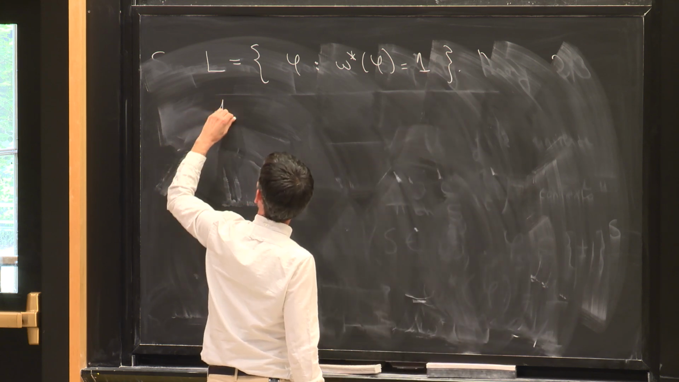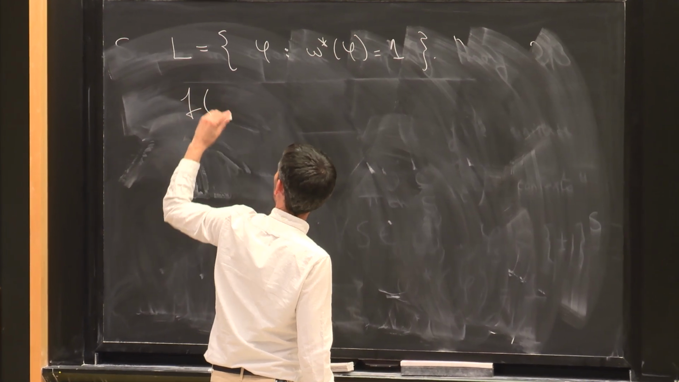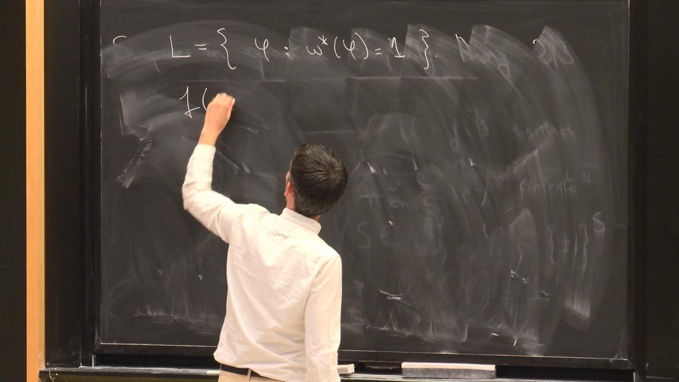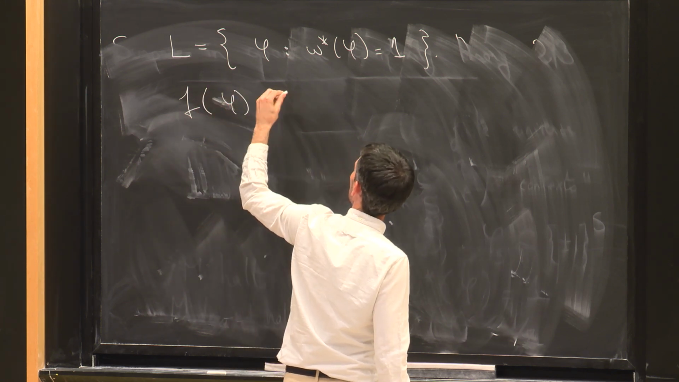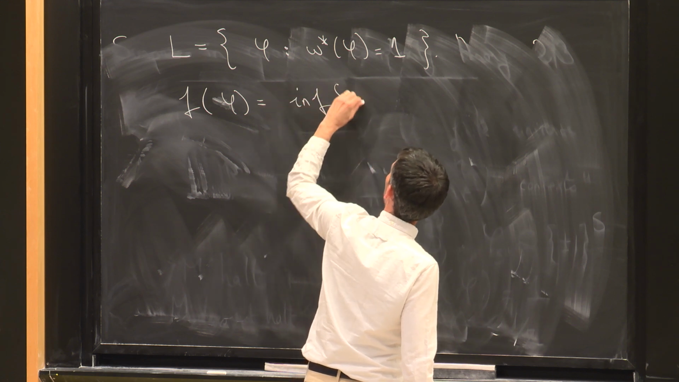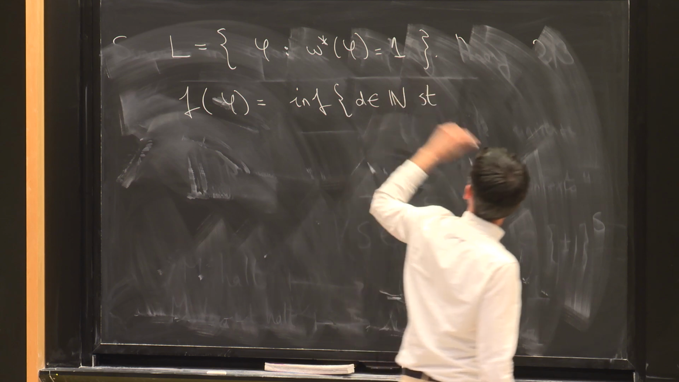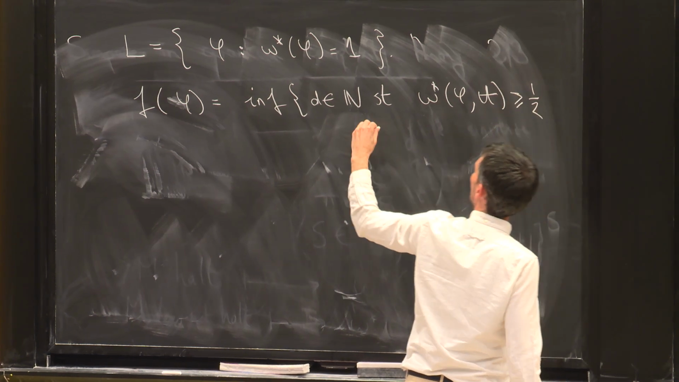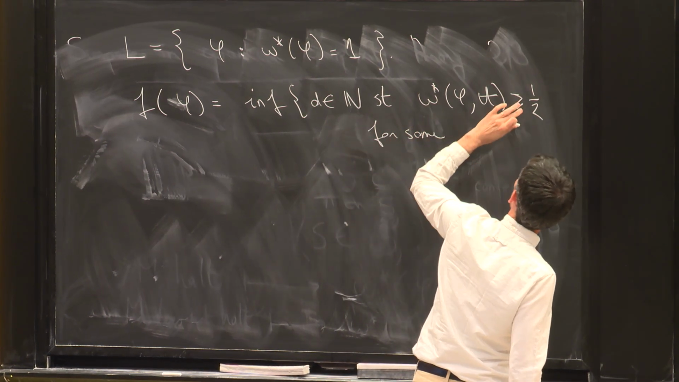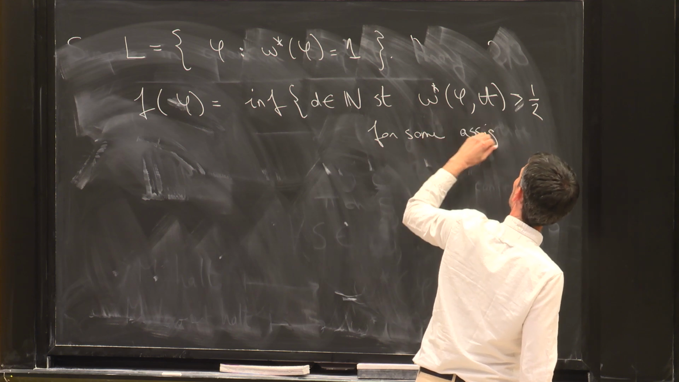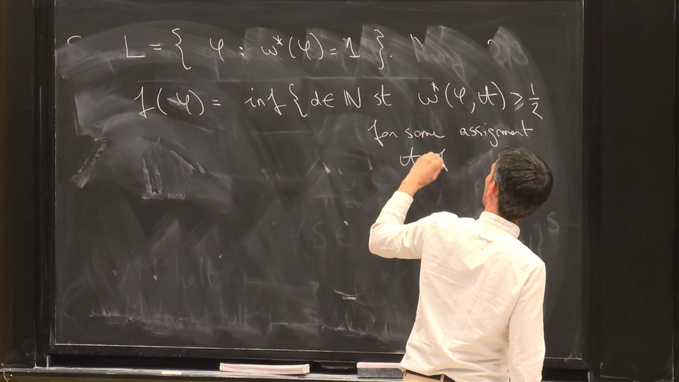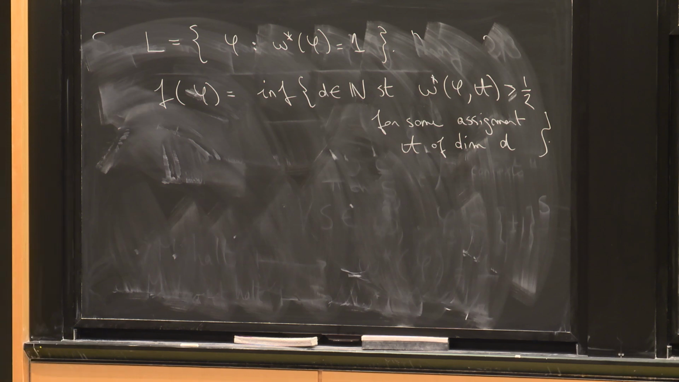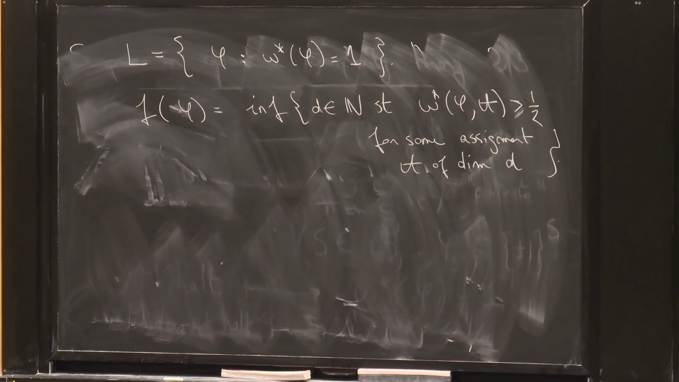The function f will be such that, now instances, instead of writing them x, I call them phi. So f of phi will be the smallest d, the infimum of all d in N such that there is an assignment a of dimension d with phi of a bigger than half. F is a measure of the complexity of an instance of the problem.